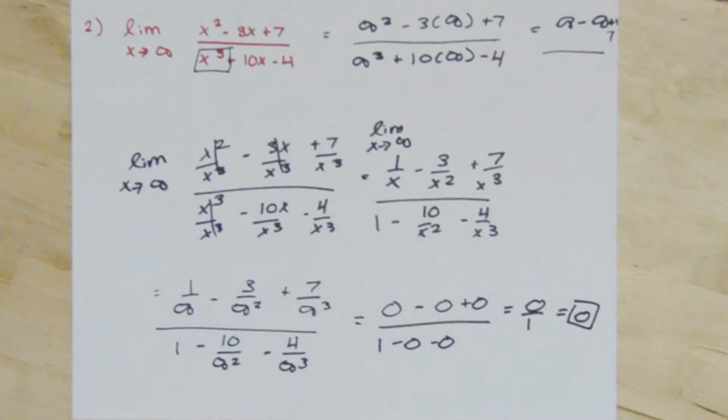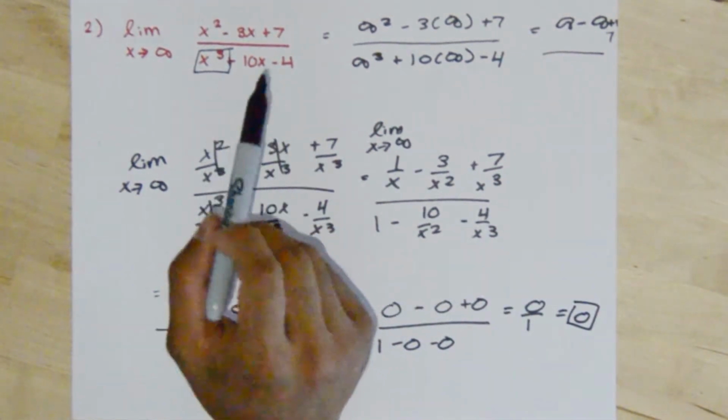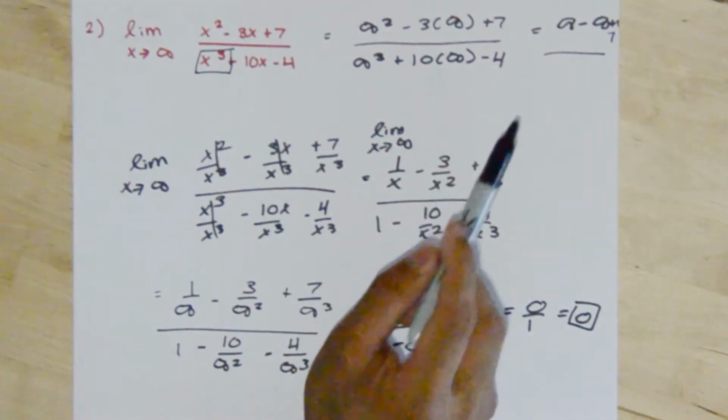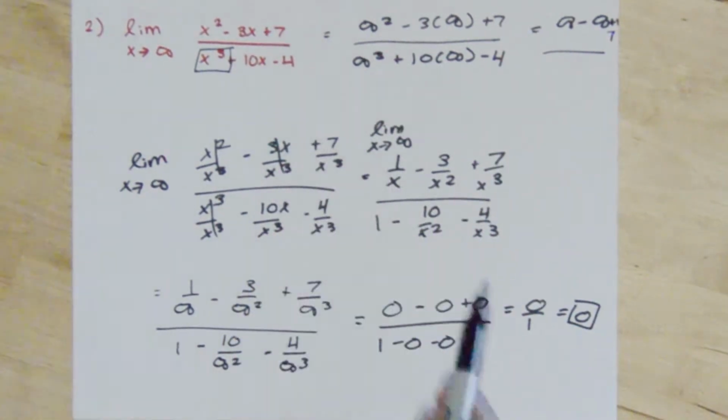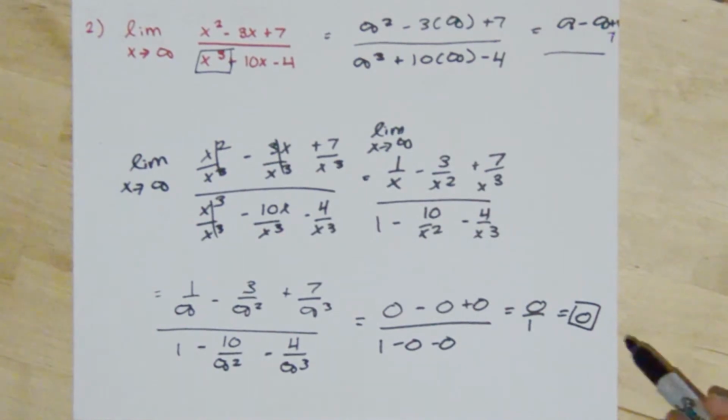So once again, all we did was plug in infinity in the beginning, and we noticed that we got an indeterminate form. And then all we did was divide each term by the highest powered variable, and then plugged in infinity, and got 0.